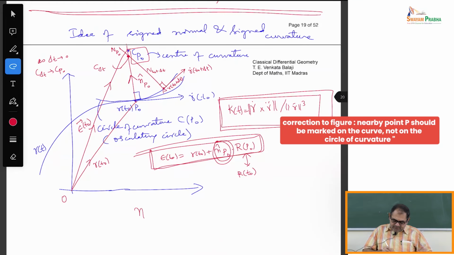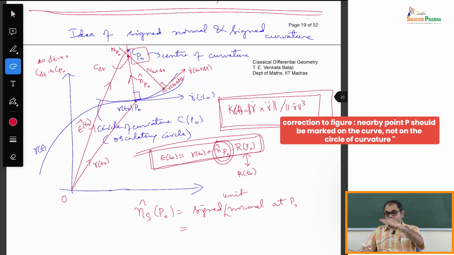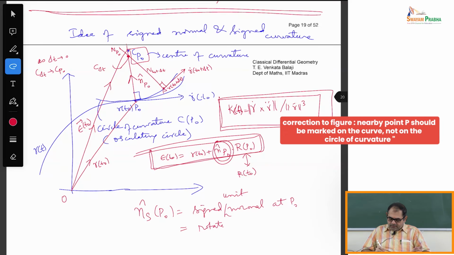So I'll write it as n s hat at p naught. N s hat at p naught is the signed normal at p naught, and of course I want to say signed unit normal, okay. And how is this defined? You take the unit tangent vector and rotate it by 90 degrees anticlockwise.